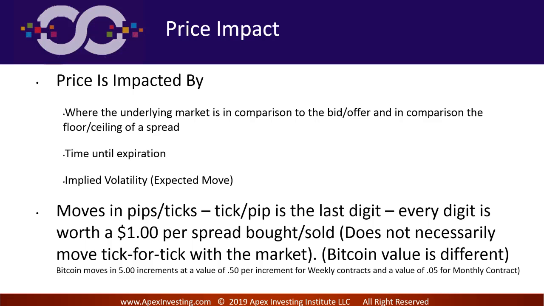Now, Bitcoin is a little bit different. Bitcoin, unlike the other spreads, moves in $5 increments at a value of 50 cents per increment for the weekly contracts and 5 cents an increment for monthly contracts. So it's literally going to go from 5 to 10 to 15 to 20. And each time that's going to be a 50-cent move or a 5-cent move. Okay, so that's Bitcoin. Unless you're trading Bitcoin, you don't even need to worry about that. But it's a side note that I figured is important that you should understand, just in case you do.